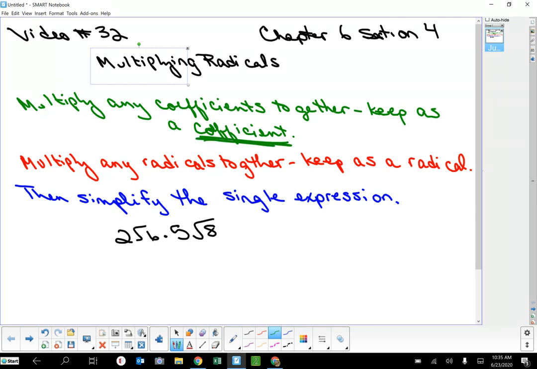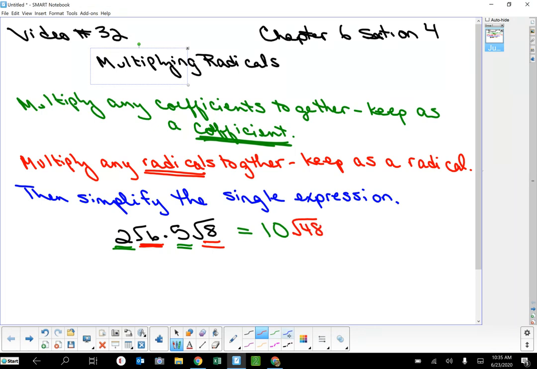Coefficients are the numbers in front of the radical. So I'm going to multiply the coefficients together: 2 times 5, and I'm going to keep that 10 as a coefficient. I'm going to multiply the radicals together: rad 6 times rad 8. 6 times 8 is 48, and that stays under a radical.